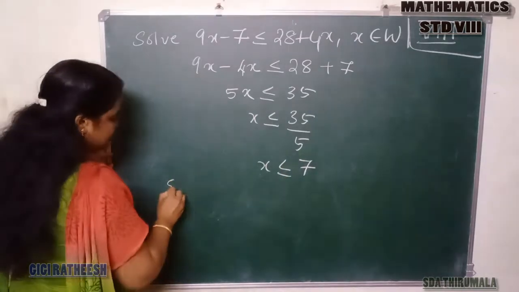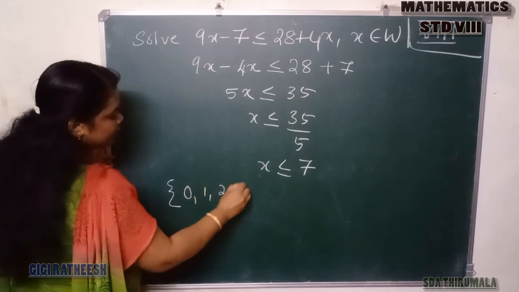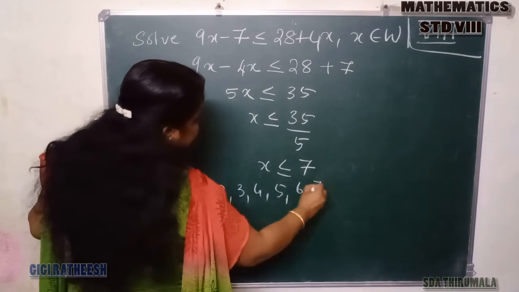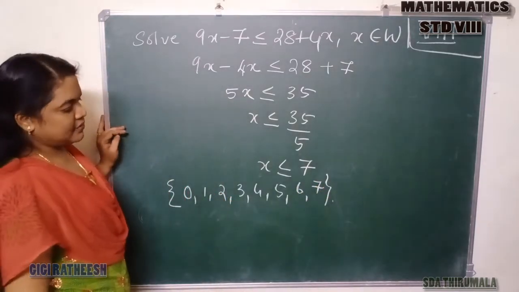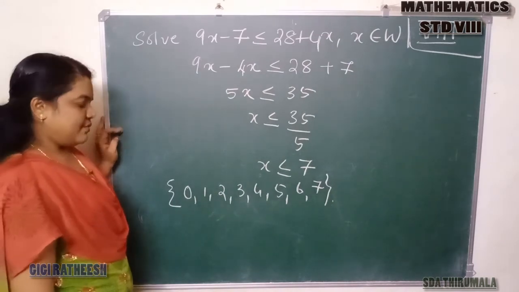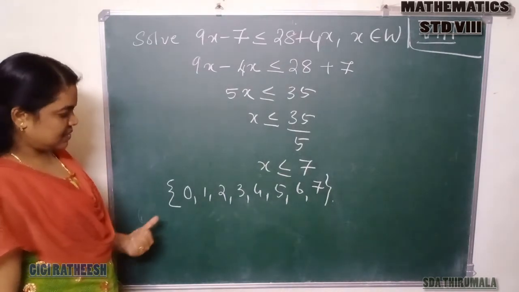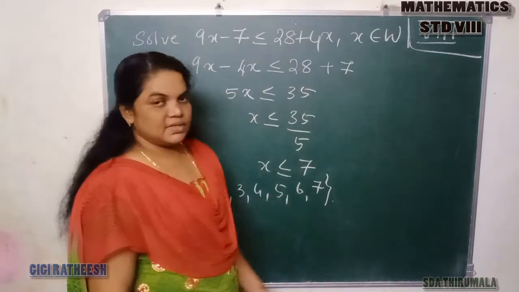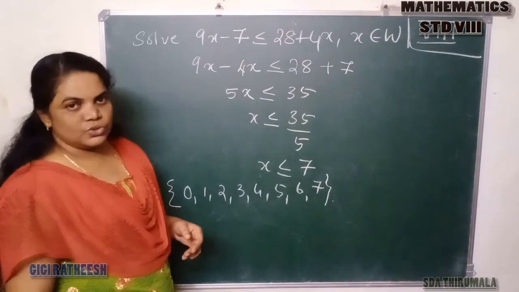And what is the solution set here? That is equal to 0, 1, 2, 3, 4, 5, 6, 7. That is x less than or equal to 7, that is below 7 and 7 itself. That is 0, 1, 2, 3, 4, 5, 6, 7. These are the solutions, the elements in the solution set.